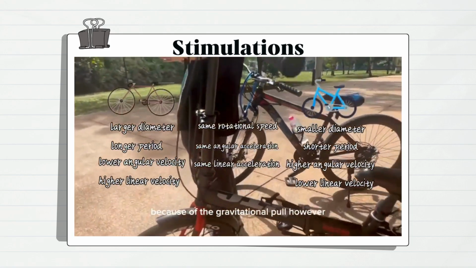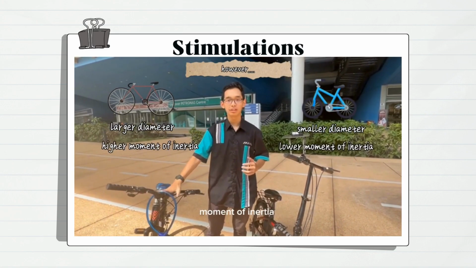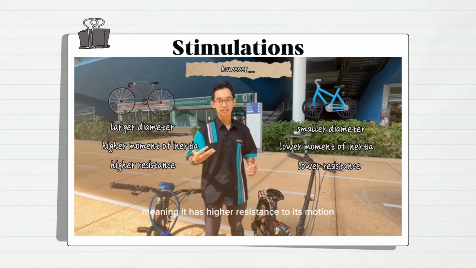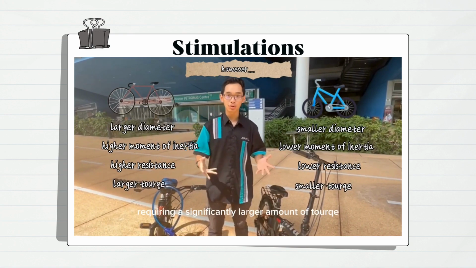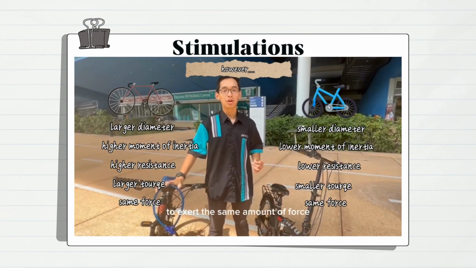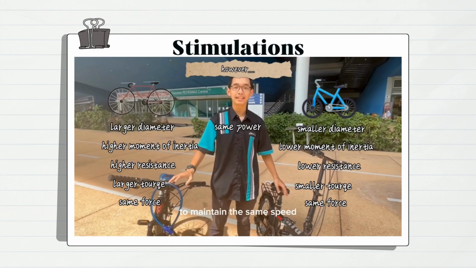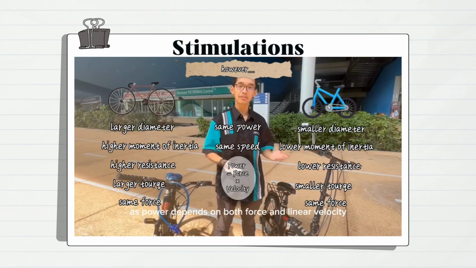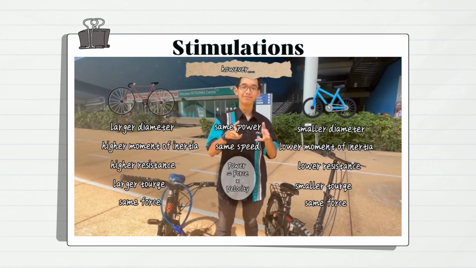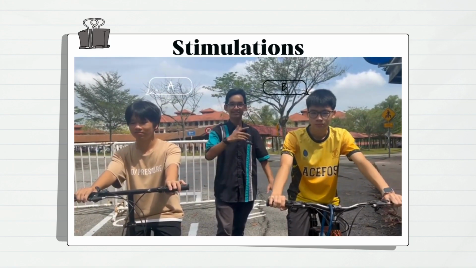However, the bicycle with larger diameter will experience higher moment of inertia, meaning it has higher resistance to its motion, requiring a significantly larger amount of torque to exert the same amount of force. Both bicycles will require the same power input to maintain the same speed, as power depends on both force and linear velocity. Now let's gather some data points from these two bicycles.